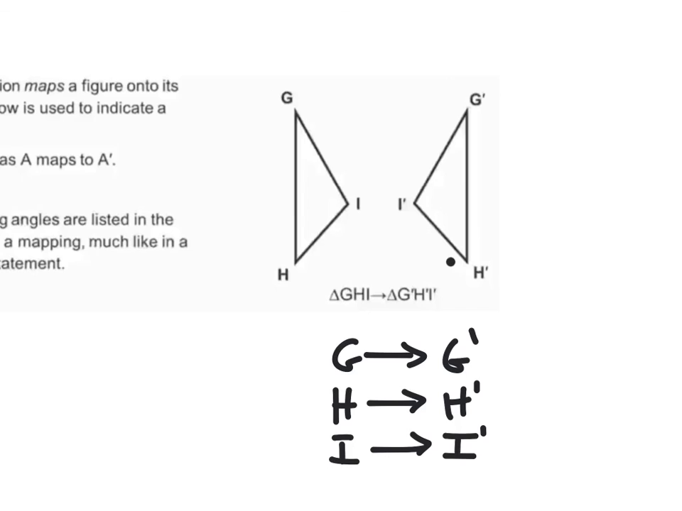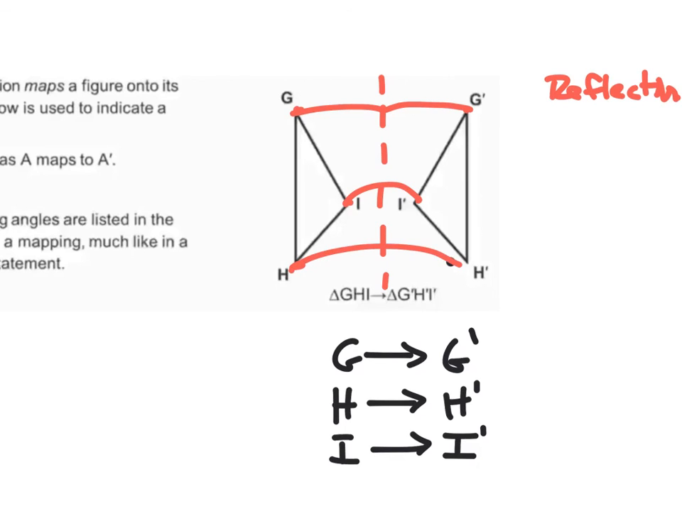This is a reflection, because it looks like it's just been flipped. And if I put in a line of reflection here, you can tell that point G is equidistant from G prime. The same with I to I prime and H to H prime. And I'm using a curve here. Normally I would just use a straight line, but I'm just showing you the idea of a flip.